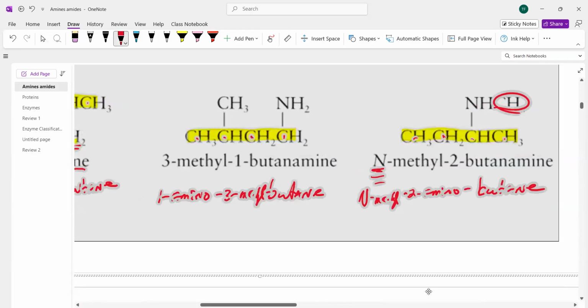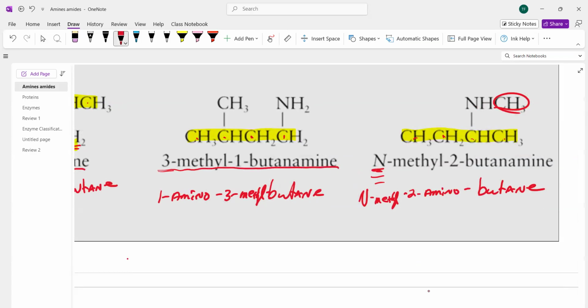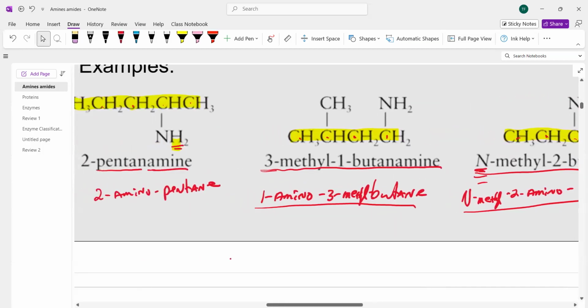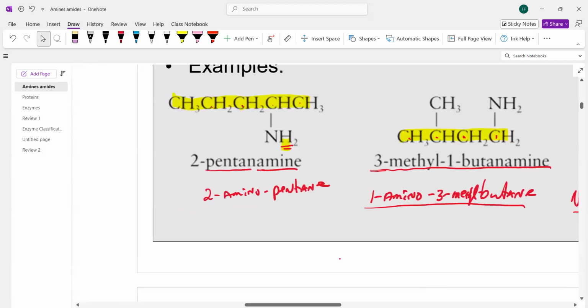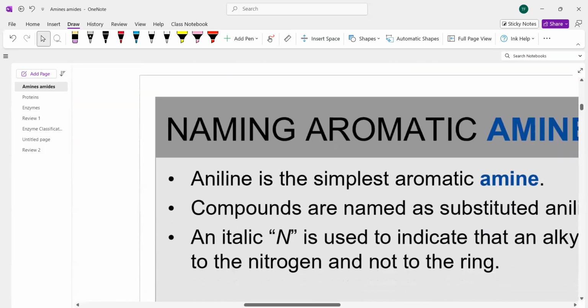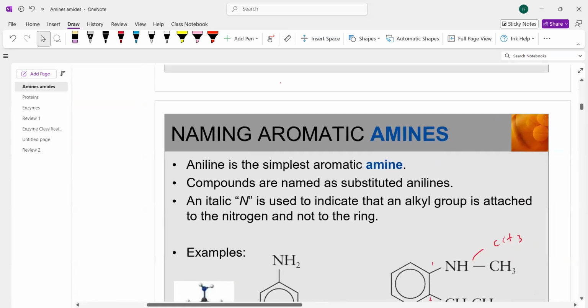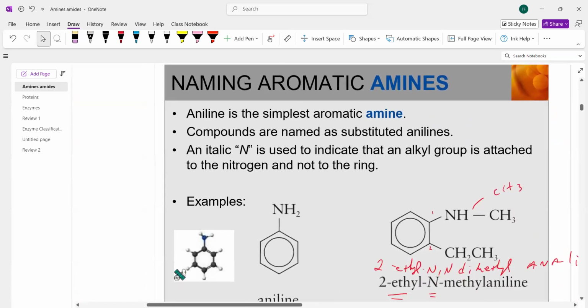So this would be the common, IUPAC. Common, IUPAC. Now, I may ask you on a test, name it two different ways. Okay.